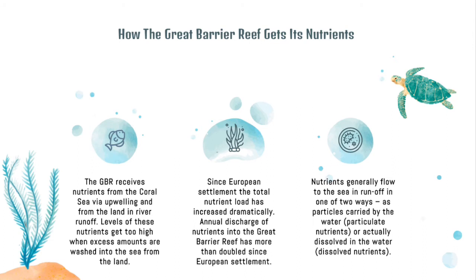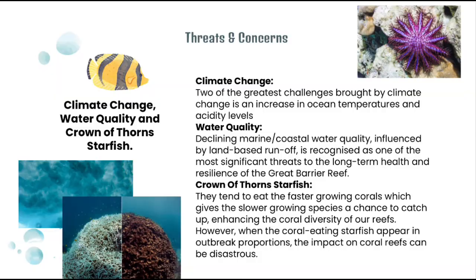Nutrients generally flow into the sea and run off in one of 2 ways, as particles carried by the water or actually dissolved in the water. Threats and concerns. Climate change, water quality, and crown of thorns starfish.